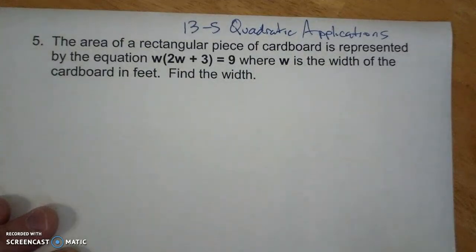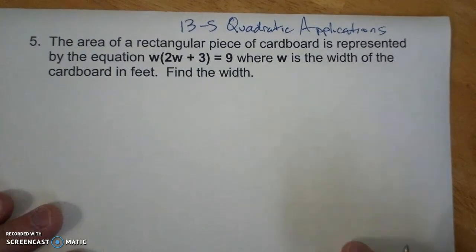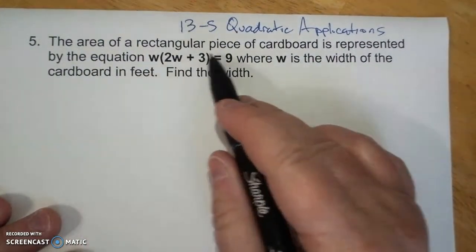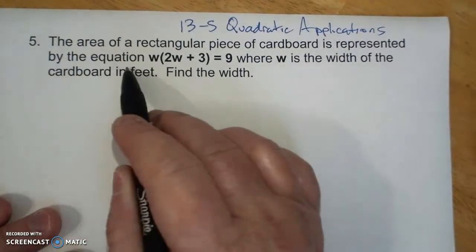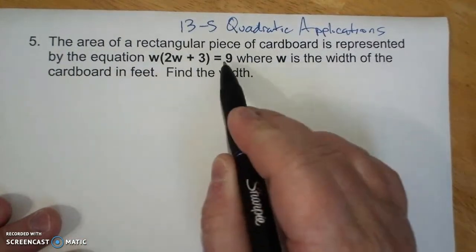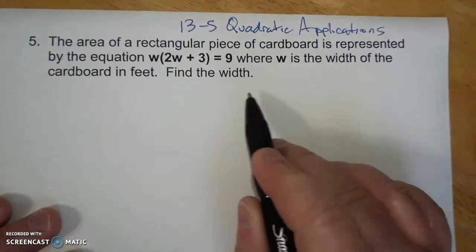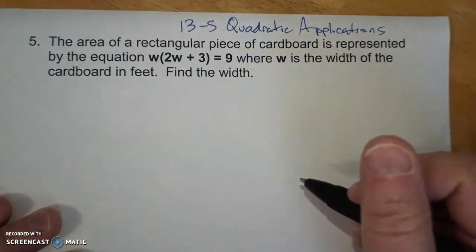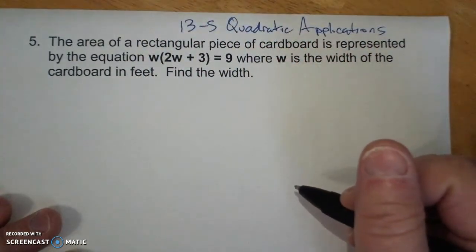13-5 quadratic applications. Remember, it is arrows and areas of rectangles. Here we go. The area of a rectangle of a piece of cardboard is represented by the equation W times 2W plus 3 equals 9, where W is the width of the cardboard. Find the width.